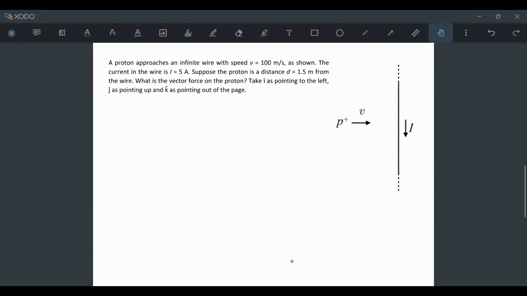We're asked to figure out what is the force on the proton, and we're given some help orienting the coordinate axes: i hat pointing to the left, j hat up, and k hat out of the page. So we have a moving charge in the vicinity of a current carrying wire. The current carrying wire, we know, produces a magnetic field, and when a moving charge is in the presence of a magnetic field, it feels a force.